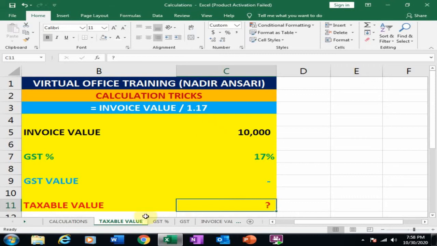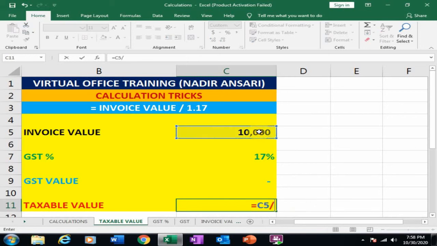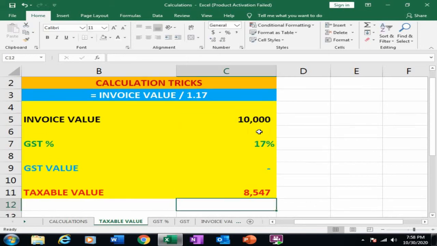Let's calculate this taxable value. Just type is equal to invoice value divided by 1.17. Here you will get the taxable value.